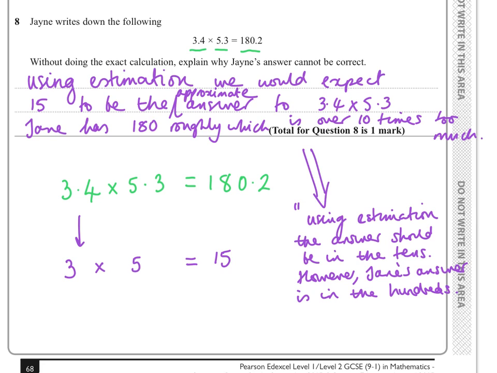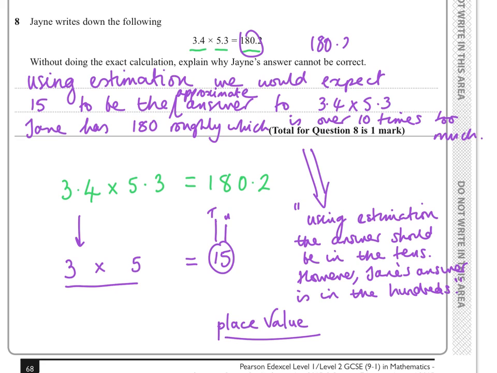That would be okay because the examiner would know you're talking about something called place value. So we would expect it to be roughly 3 times 5, which is 15, which has units and tens, 1 ten and 5 units. But Jane's answer of 180.2 has a little bit of a decimal going on here, a tenth. That's neither here nor there. But it has no units, but it has 8 tens and even 100. So that's going to be far too much.